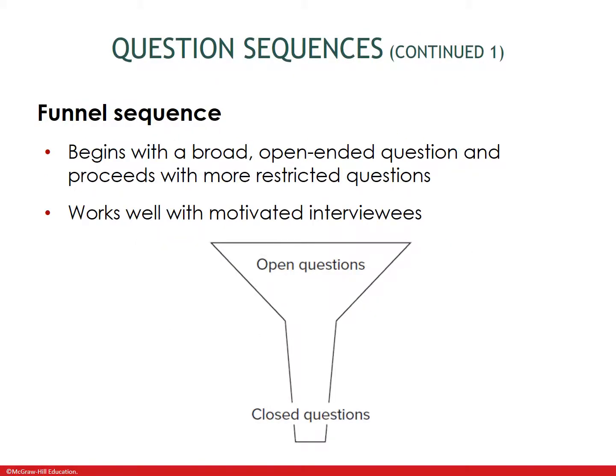Funnel sequence. This is the one we'll probably use the most in our interviews. You begin with really broad, open-ended questions, and then you narrow your questions a little bit as you go. You ask open questions so that you can get your interviewees to open up and respond to you, and so that you can really establish rapport with them. And then you narrow it down as you go along. As I said, there are other types of question sequences in your book, but these are the two we're going to focus on.